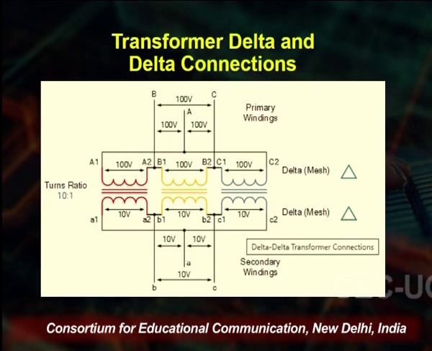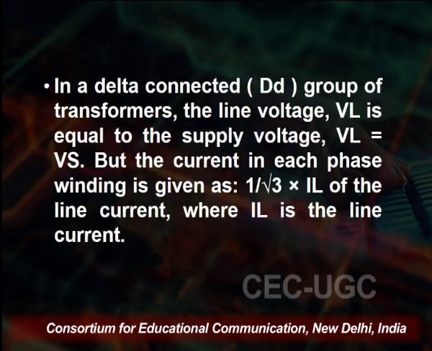So, the transformer delta and delta connection, you can see on the screen. You see here there is a turns ratio and we are having a delta delta connection. The transformer connections are defined in this diagram. Primary winding, and then at the lower side we have the secondary winding, the values are given. So, we have connection A, B, C, and here we are having A, B, C.